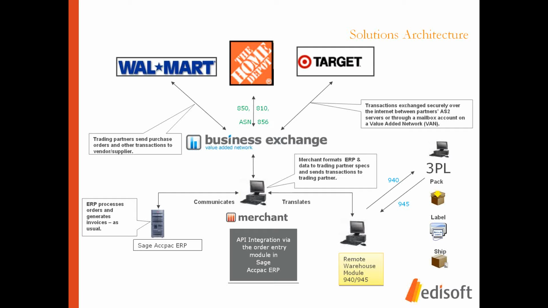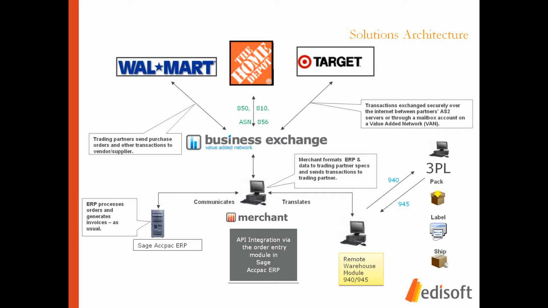A trading partner would be able to send an 850. They would also receive an 810. Those EDI documents would pass through some sort of value-added network service, or if it's Walmart, would be communicated via AS2. Merchant itself includes communication, translation, and integration. The files would be downloaded or uploaded using the communication module. Merchant would translate them accordingly.